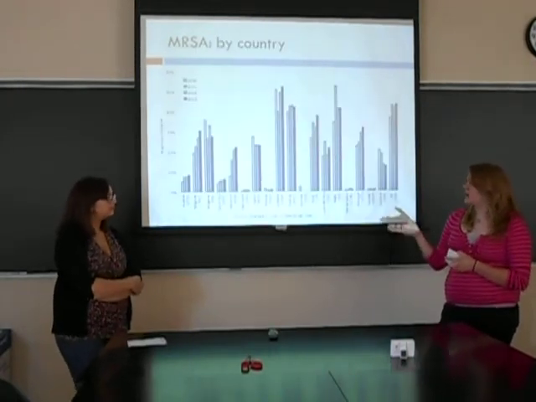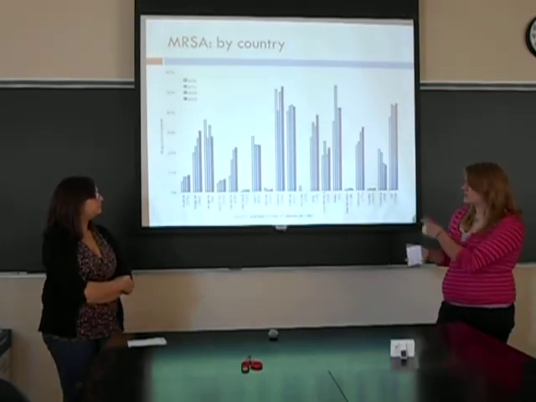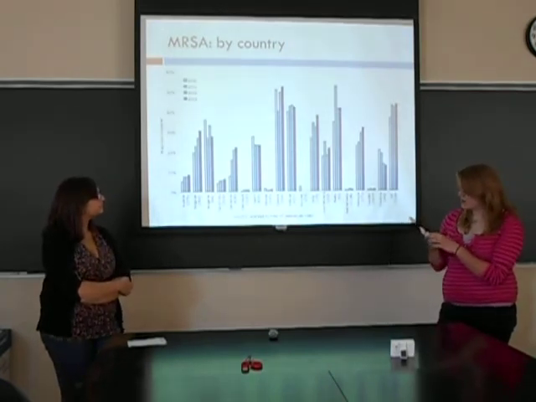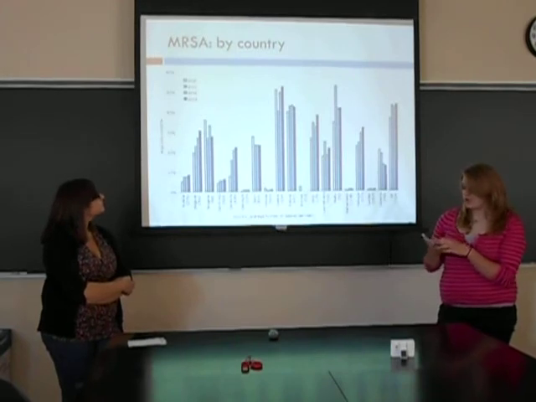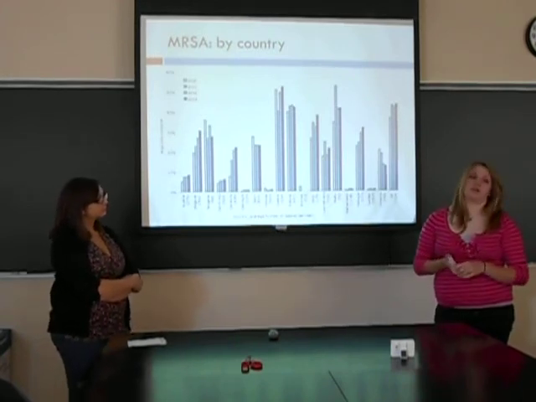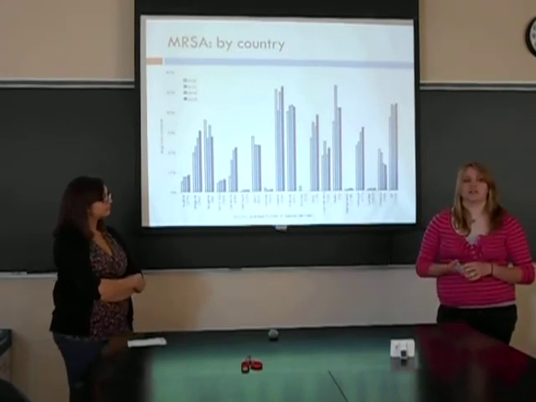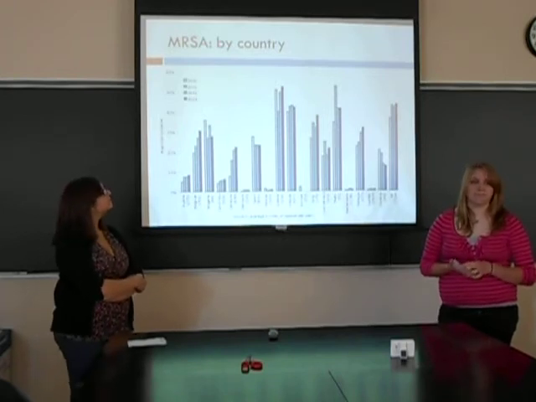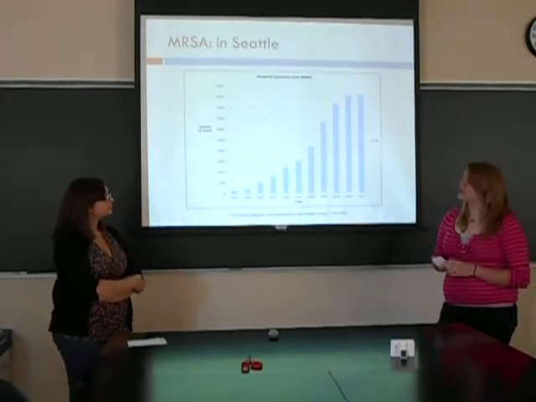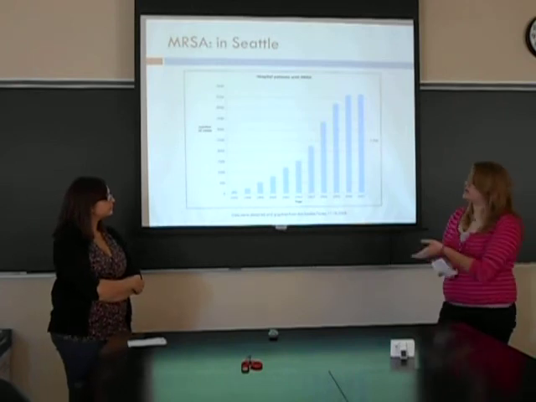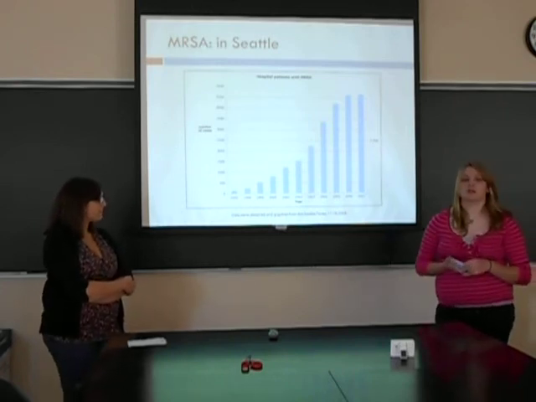This just compares by country. You can tell that it goes up for every year. It's gone up almost every year because of the tolerance or resistance that the strains have formed. Next slide. And then this just shows Seattle, even though it's just one state, you can see that it's gradually increasing. It's getting worse every year.